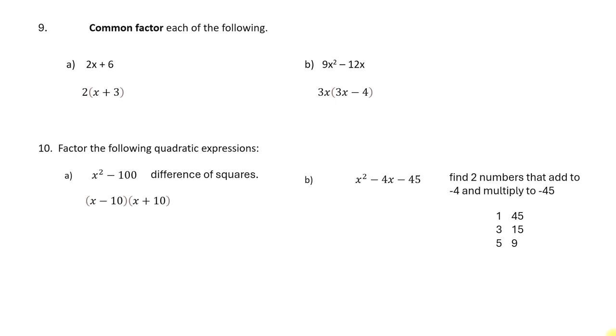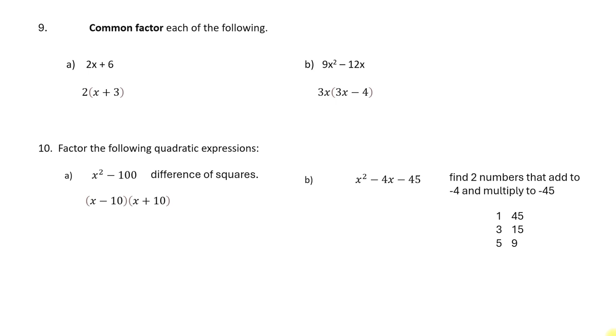Okay, so we have 1 and 45. Now we can start to play around with the negatives and the positives and say, can we find a way of making 1 and 45 add up to be negative 4? The answer to that is no. Can we do anything with 3 and 15 by changing the negative signs or the positive signs to add up to -4? Again, the answer is no.